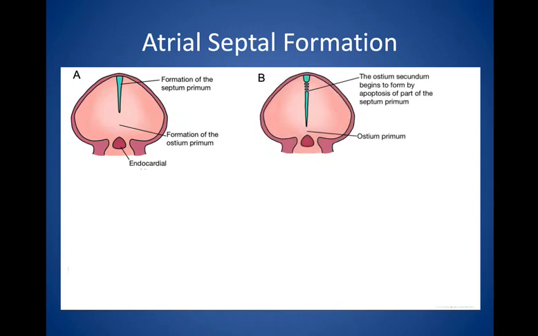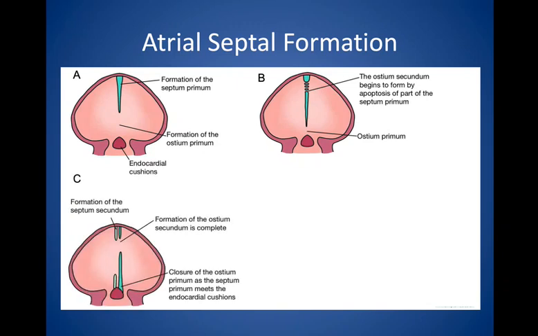What you then have in the next phase is that the ostium secundum begins to form by apoptosis of the original septum primum. So remember this: when you start to see apoptosis of that septum primum, that ostium secundum is what's really created. At the same time, you have formation of a septum secundum, and when the formation of that secundum is complete, you typically also see a closure of that ostium primum as that septum primum meets the endocardial cushions.